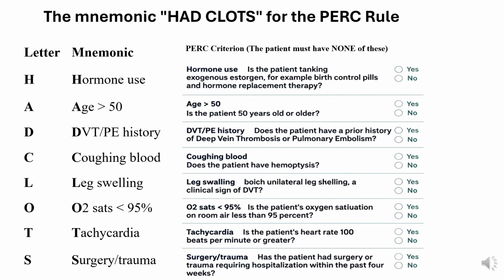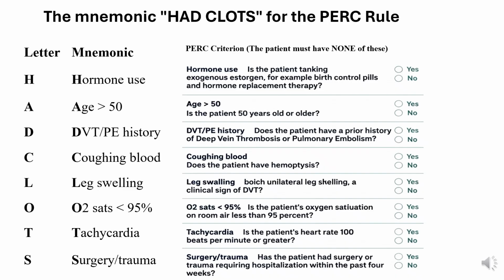Hormone use. Is the patient taking exogenous estrogen, e.g., birth control pills, hormone replacement therapy? Age greater than 50. Is the patient 50 years old or older? DVT/PE history. Does the patient have a prior history of deep vein thrombosis or pulmonary embolism?